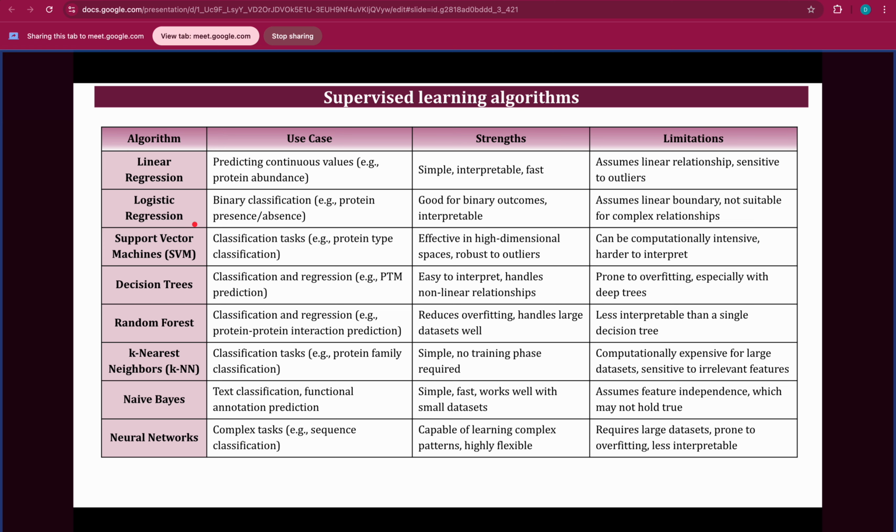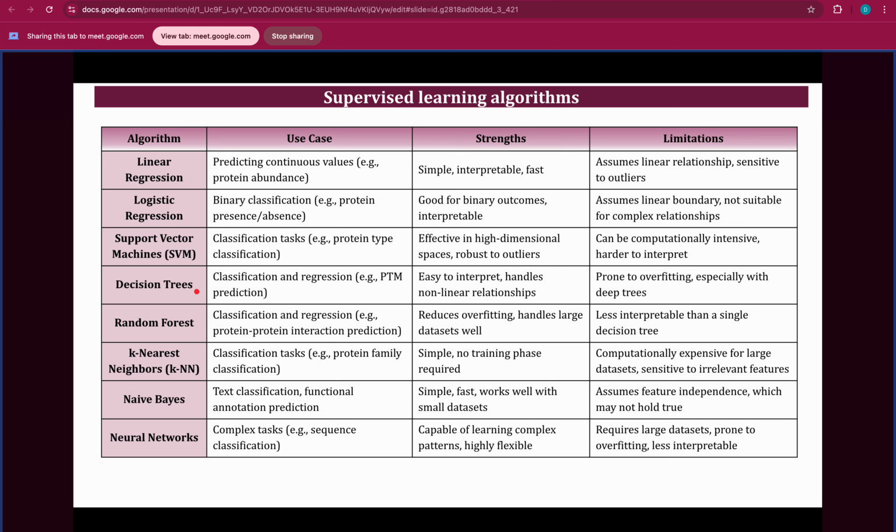If it does not follow that equation, then in such scenarios you cannot use linear regression or logistic regression. Then comes support vector machines. They are generally for classification. So if you want to classify proteins, then you can go for support vector machines, and they are effective in high dimensional spaces, and they are also robust to outliers. So they are better than linear regression because they can handle high dimensional data. They can have multiple classes of your data set, or you can say multiple clusters. So it is classifying your data into different classes, and it can be computationally intensive and harder to interpret in some scenarios.